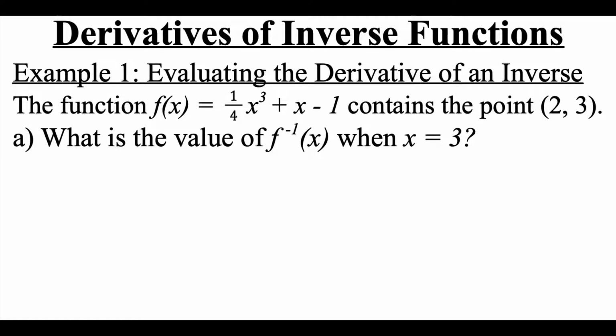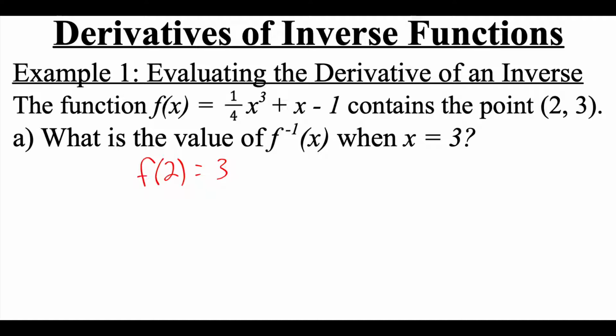So we've got the function f of x equals 1/4 x cubed plus x minus 4, and that function contains the point 2, 3. The first thing we want to do is figure out what the value of the inverse of f of x is when we're using an x value of 3. So here's what we know. We were told that based on this f of x function being 1/4 x cubed plus x minus 1, it's going to contain the point 2, 3. So what we could say about that is that f of 2 is equal to 3.